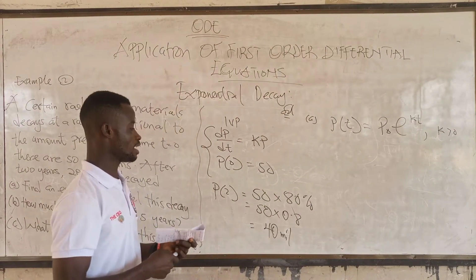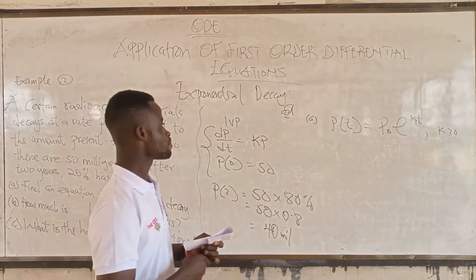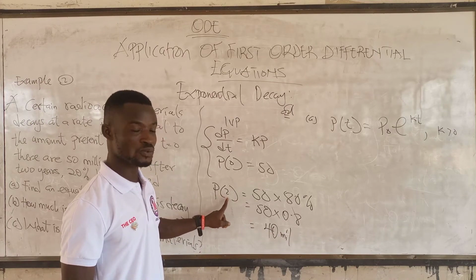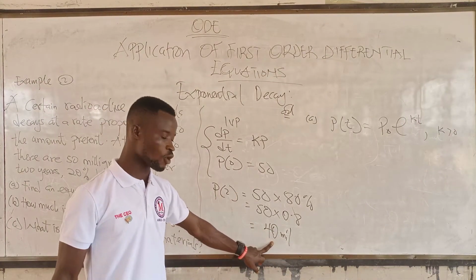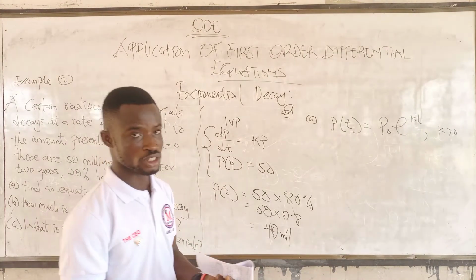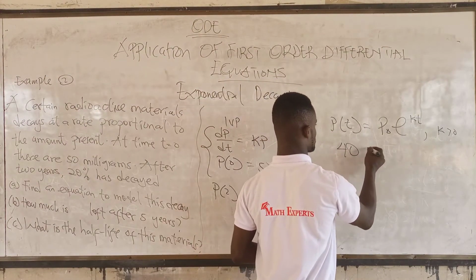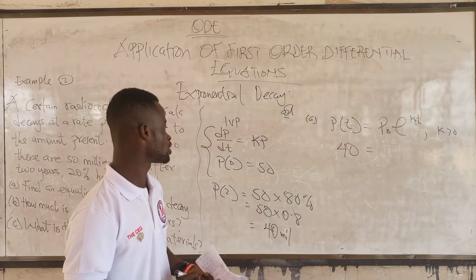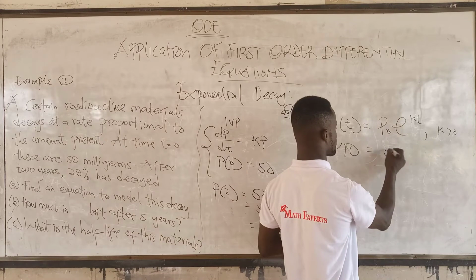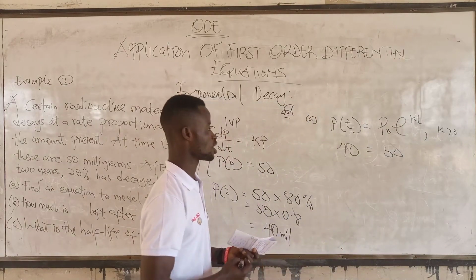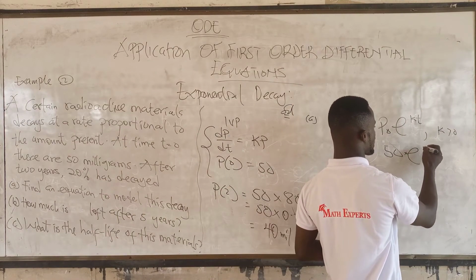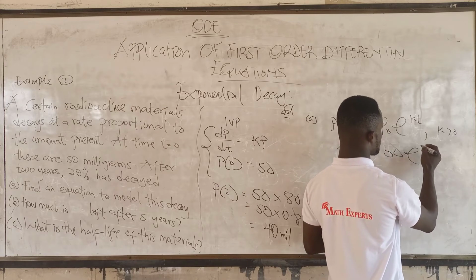Alright, so let's move on. Now, don't forget that after 2 years, we have 40 milligrams. So P of t here is going to give us 40. Then what is the P naught? The P naught is 50. Then times e raised to the power kt.